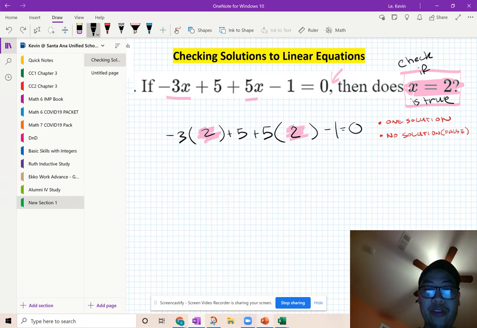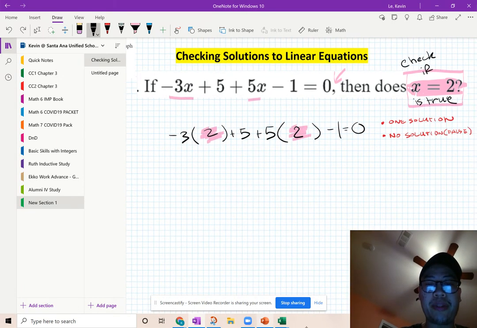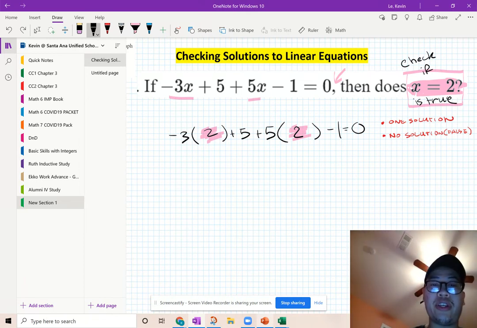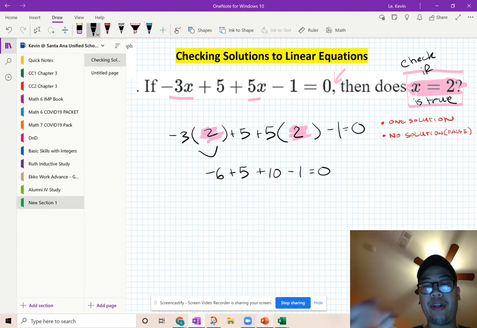Looking over here, I see negative 3 times 2. This means the opposite of 3 times 2. 3 times 2 is 6, so the opposite of 6 is negative 6. Then I bring down the 5, since nothing happened to it. Over here, I have 5 times 2. Remember PEMDAS. 5 groups of 2 is 10. And then I bring down that negative 1, and it's equal to 0.